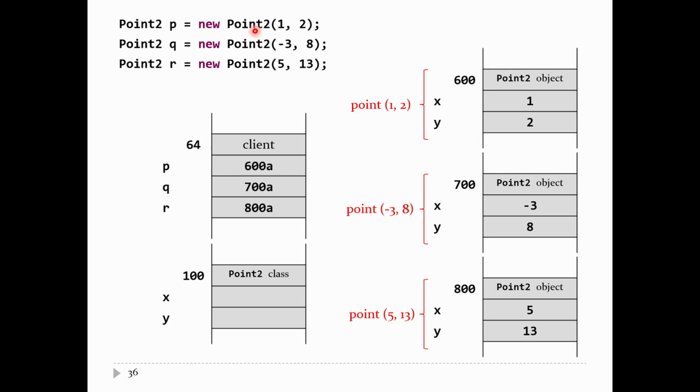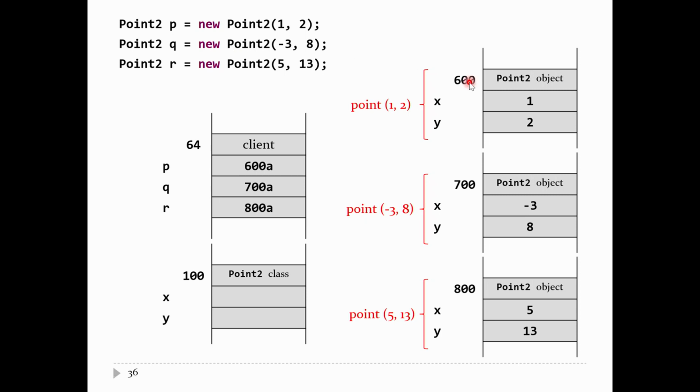New calls the constructor for the class. So this calls the constructor for point2 that sets the x and y coordinates to 1 and 2. The constructor runs and fills in these two boxes here. Now we have a newly initialized point2 object whose coordinates are 1 and 2. New then returns a reference to this object back to whoever called new.